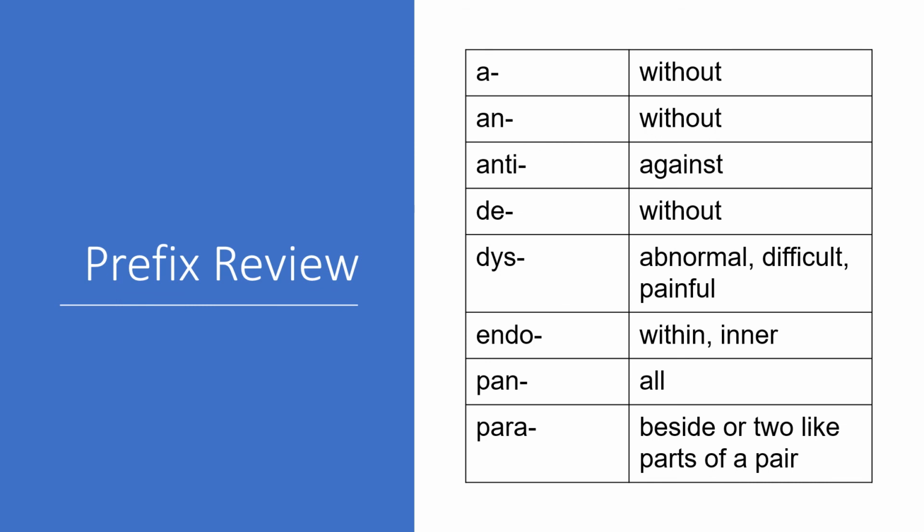Okay, and now some prefixes. A without, an without. Anti against. De without. Dis means abnormal, difficult, or painful. Endo means within or inner. Pan means all, and para means beside or two like parts of a pair.